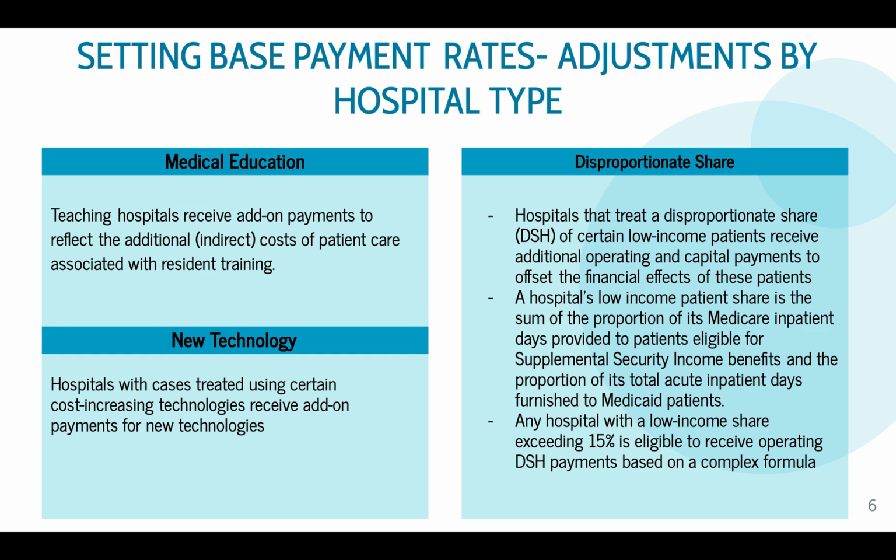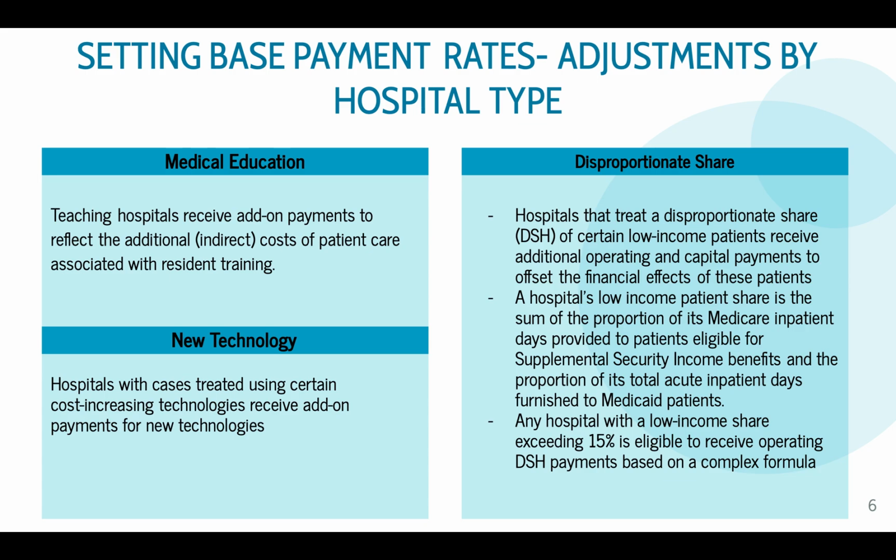Graduate medical education, also known as GME, payments are based on hospital-specific costs per resident in a base year, the number of allowed residents, and Medicare's share of new technology. Hospitals with cases treated using certain cost-increasing technologies will receive add-on payments for new technologies. This evaluation process is by CMS for add-on payments based on a criteria of newness, substantial clinical improvement, and the costliness of the technology beyond the level of the current MS-DRG payment.